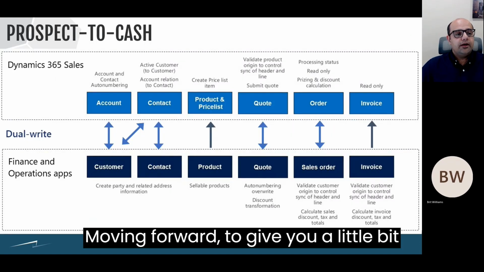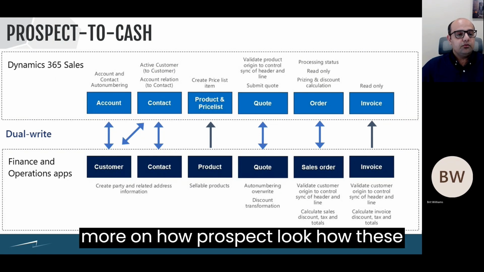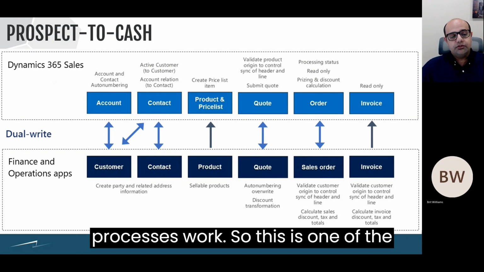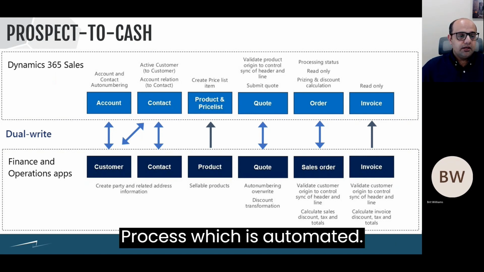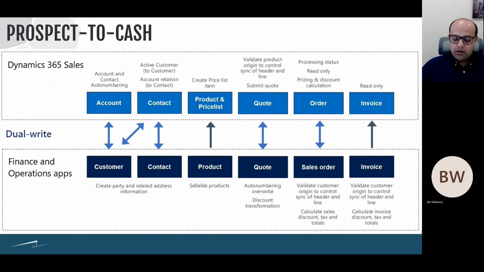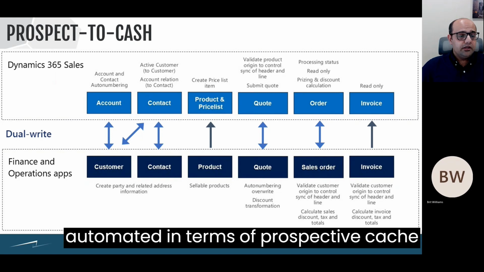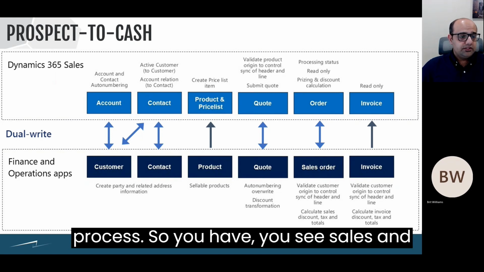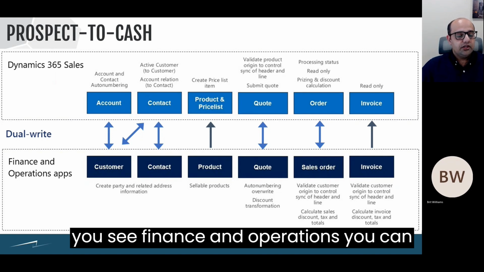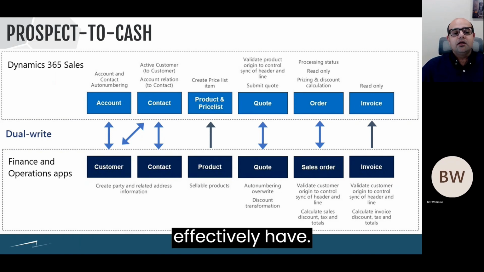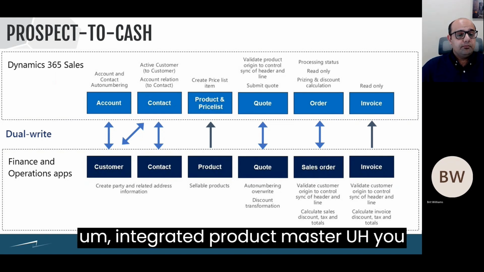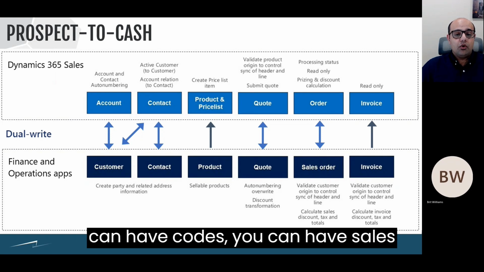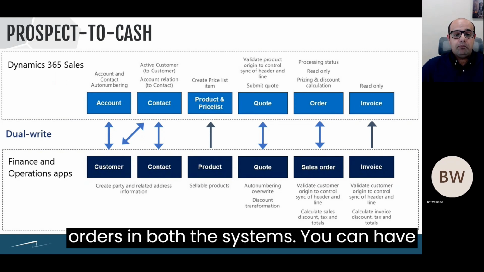Moving forward, to give you a little bit more on how these processes work, this is one of the most prominent processes which is automated for any enterprise who wants to be fully automated in terms of the prospect to cash process. So you see sales and you see finance and operations. You can effectively have an integrated customer master, an integrated product master. You can have quotes. You can have sales orders in both the systems.